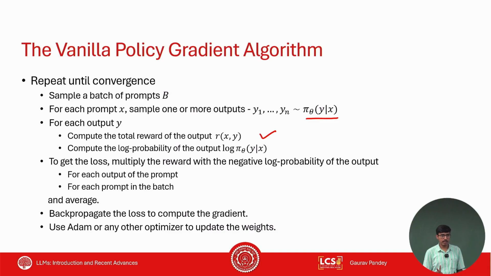So it's pretty straightforward. But as I mentioned, this gradient estimate is very noisy. If you train using this gradient estimator, the training will diverge very fast. So we have to somehow reduce the noise, and we'll see different steps to reduce the noise.